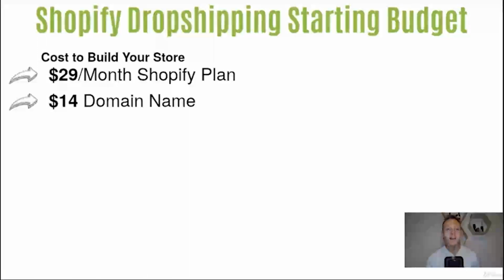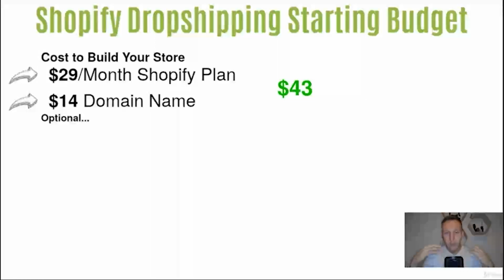And then we also have the domain name. And we choose to buy the domain name within Shopify. It's $4 extra. It makes the whole process so much easier. But if you want to, you can buy a domain name outside of Shopify, and it's probably going to cost you around $10 instead of $14. So this gives us a total cost of $43 so far.